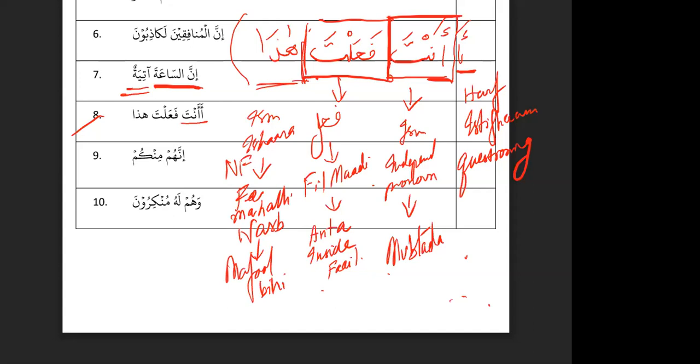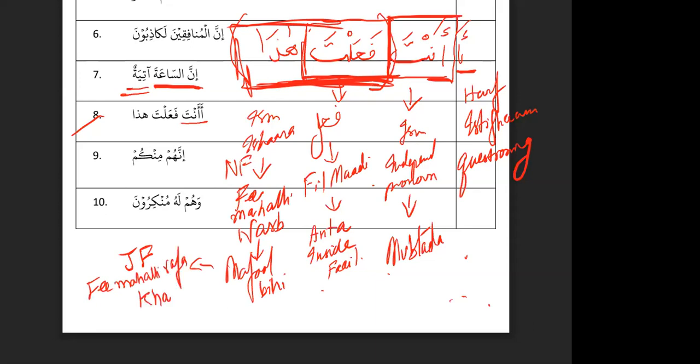So fa'alta hada is your khabar. This becomes jumla failure. Fa'alta hada is jumla failure. And this whole jumla failure is fi mahalli rafa khabar. Mubtada, khabar. And mubtada and khabar together make what? Jumla ismiya. So for fa'alta hada, how many lines will it have under it? 2 lines. Yes, because this is your khabar.